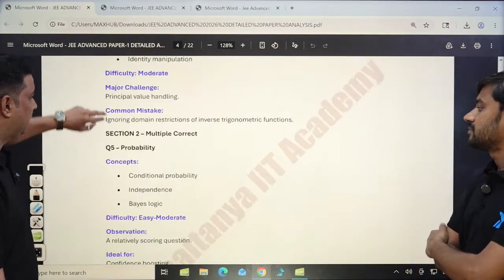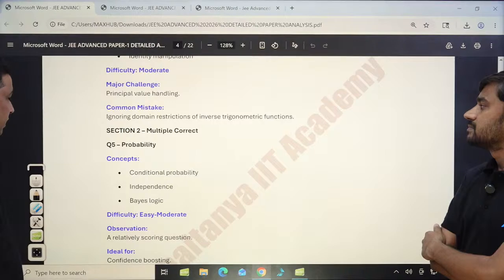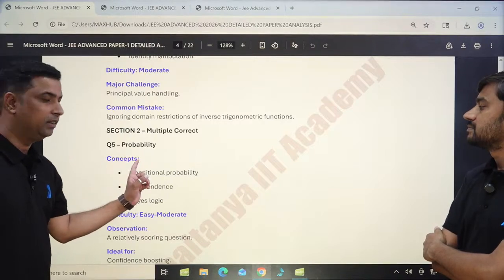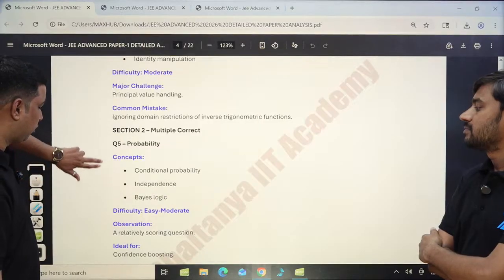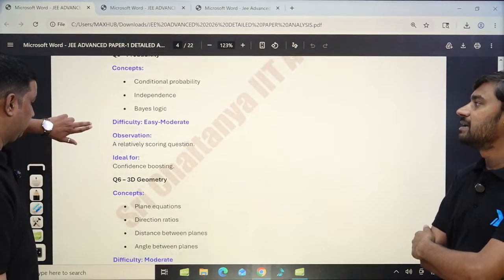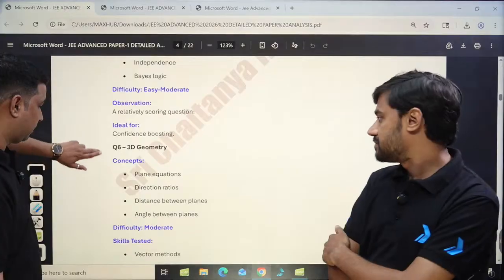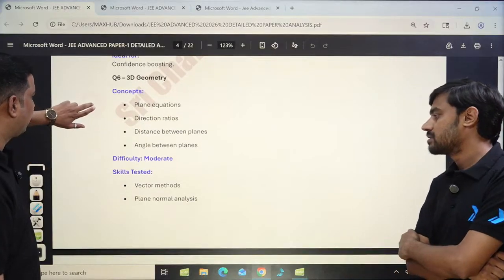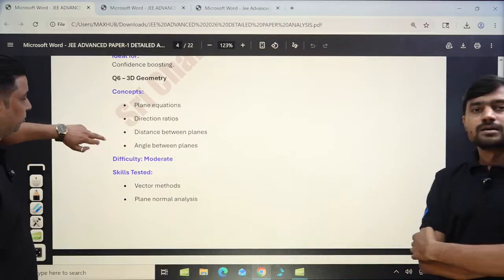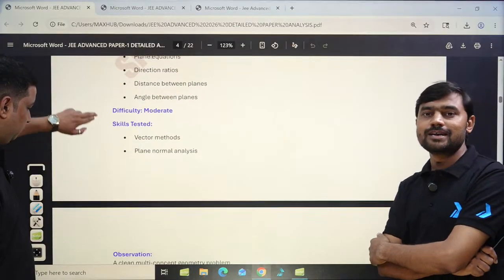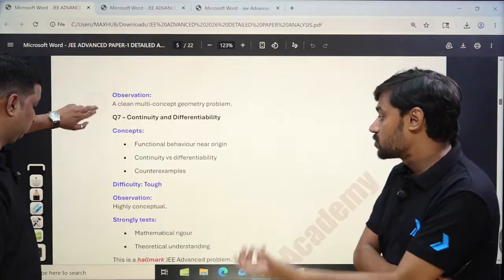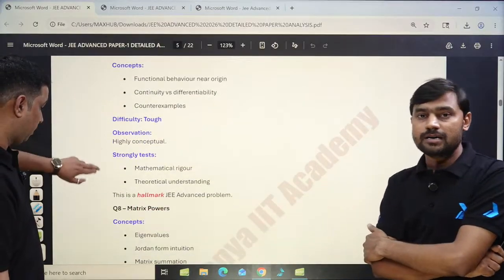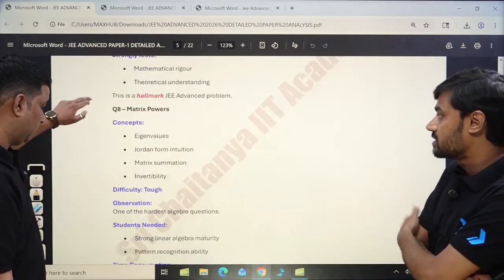Multiple correct. In multiple correct, question number 5, probability, they have asked. Similarly, if I talk about the difficulty level, it was easy to moderate. Yes, sir. Similarly, for vector and 3D, question number 6 was from 3D. Here we are analyzing each and every question stepwise, so it will take some time, and you can understand very much from this PDF.